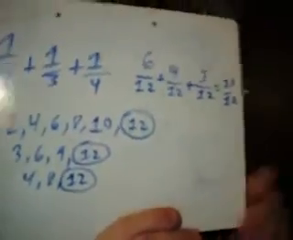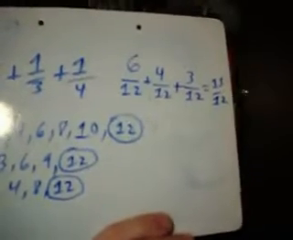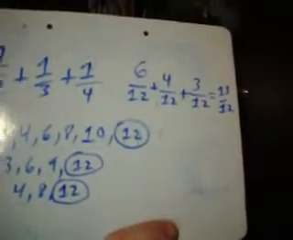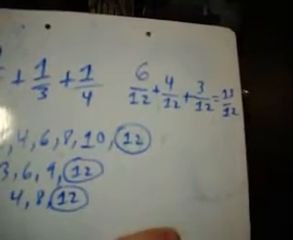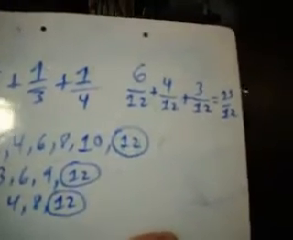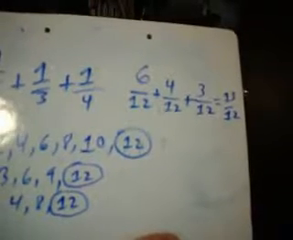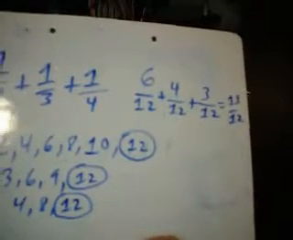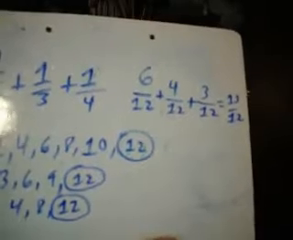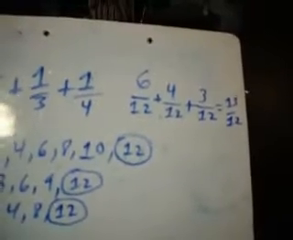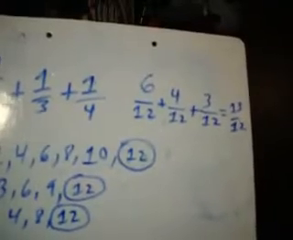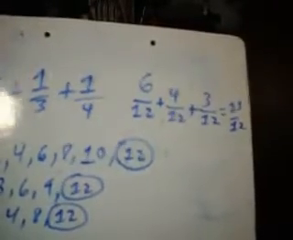As you'll notice, 12 can be divided by 3. 12 can also be divided by 4. So we're going to hang on to that 12. Now, what times 2 is 12? Well, the answer is 6. What times 3 is 12? Well, the answer is 4. And of course, what times 4 is 12? And the answer is 3.